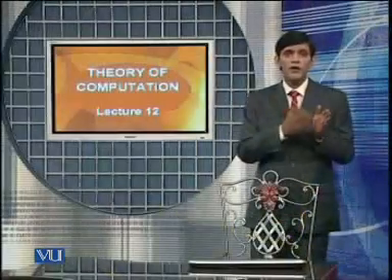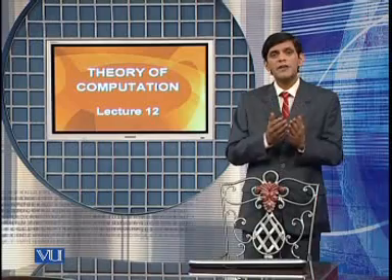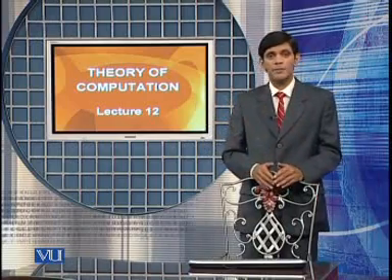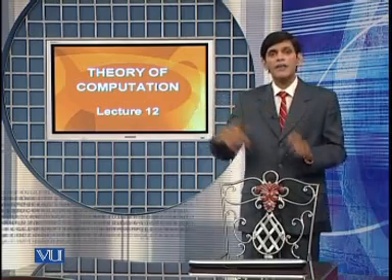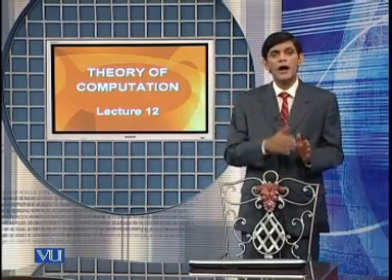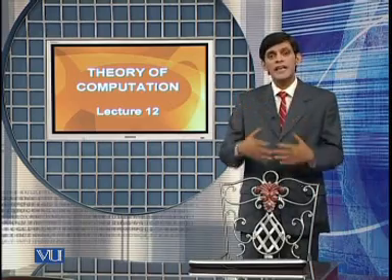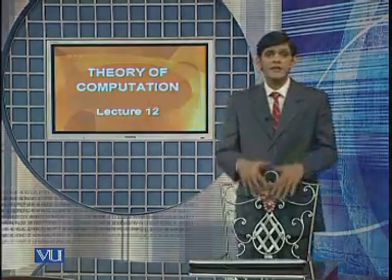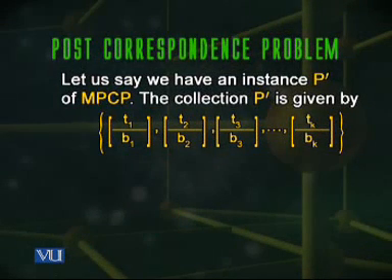So star U inserts an asterisk before each character of U. U star inserts an asterisk after each character of U. And star U star inserts an asterisk before and after each character of U. So these are three strings. Let's continue. Suppose we have an instance of the modified PCP problem P prime.